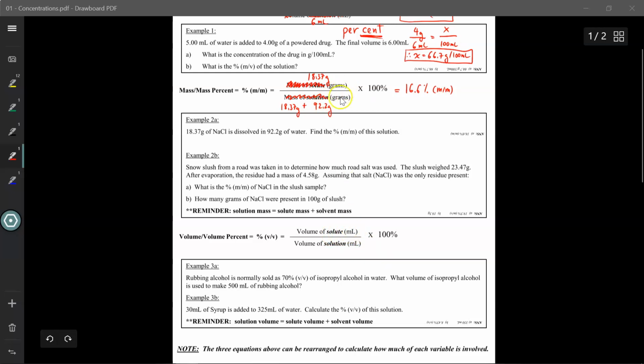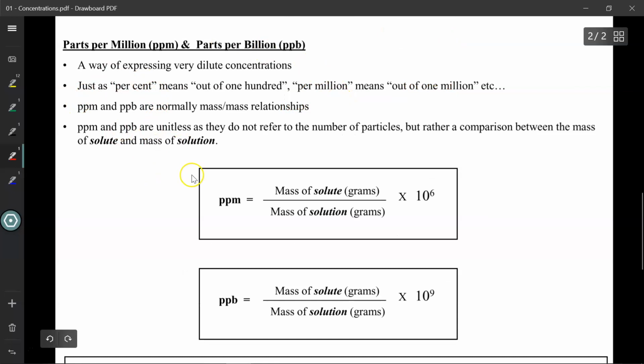Now the next method of expressing concentration is through ppms and ppbs, so parts per million and parts per billion. The equation is almost identical to %mm. The only difference is instead of percent, so out of 100, we're doing per million, which means out of 1 million. So instead of multiplying by 100%, we're multiplying by 1 million. Same thing with the ppbs. Instead of the million in that case, we're multiplying by a billion.